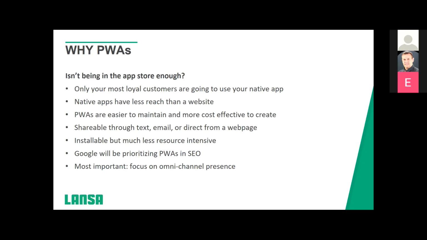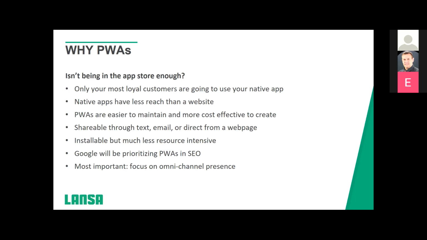So native apps have less reach than a website. Well, a progressive web app is just a website with some components that make it a web app, and so they have better reach than a native application. PWAs are also easier to maintain and more cost-effective to create. You're creating one build, right? One application now covers iOS, Android, PC, Macs, iPads, and Android tablets. So you have this one build, and now you no longer have to worry about App Store approval.